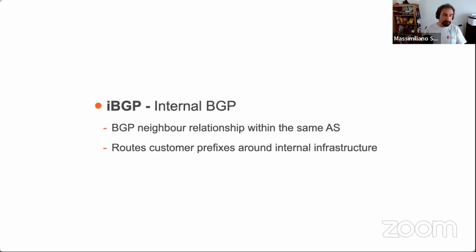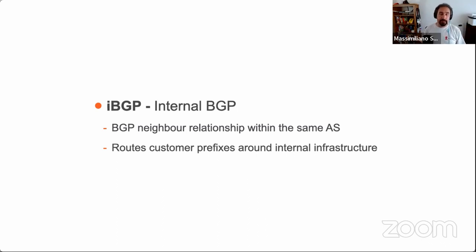But iBGP is when you run BGP between two routers running the same autonomous system. The best example is you have an edge router that talks to one of your transits, you have your network in the middle, and then you have another edge router that talks to your customers. So if you have customers who want to receive the full routing table from you, you have to propagate that routing table to your edge router that talks to your customers. And in that case, you set up an iBGP between your transit edge and your customer edge router.